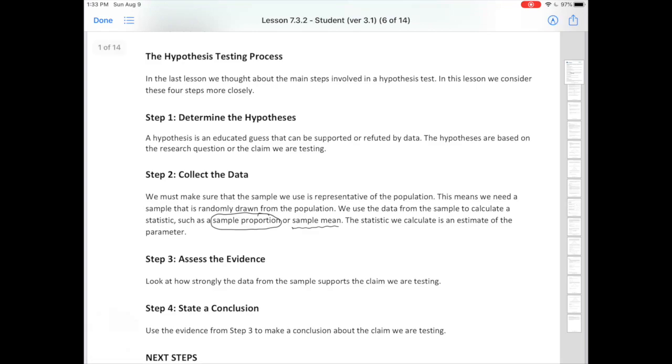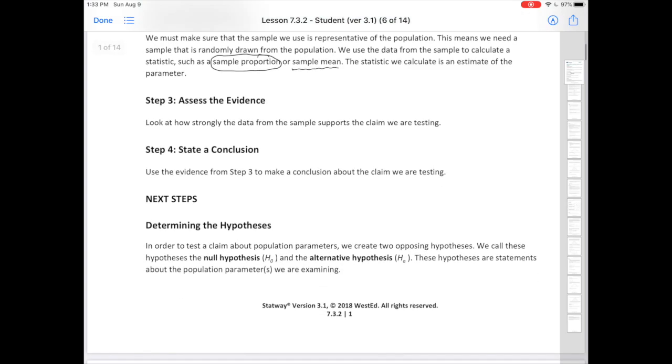Step 3, assess the evidence. Look at how strongly the data from the sample supports the claim we are testing. Step 4, state a conclusion. Use the evidence from step 3 to make a conclusion about the claim we are testing.